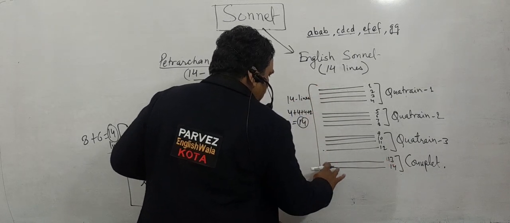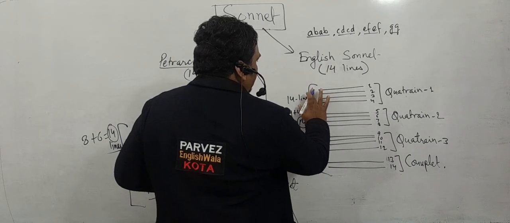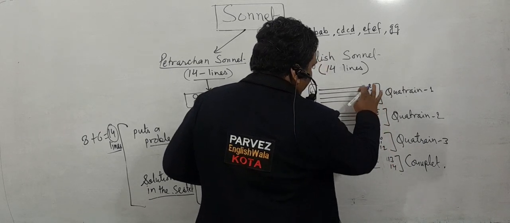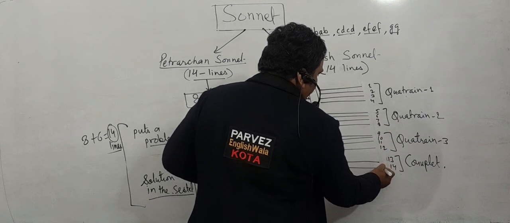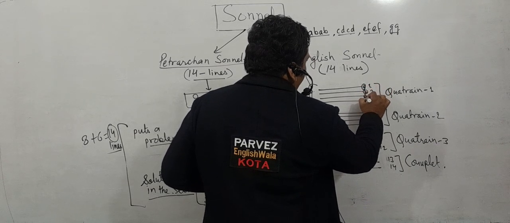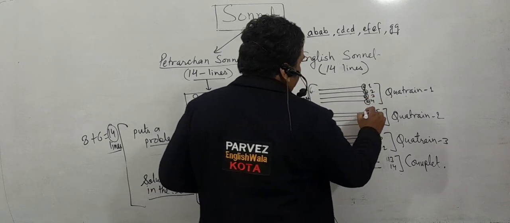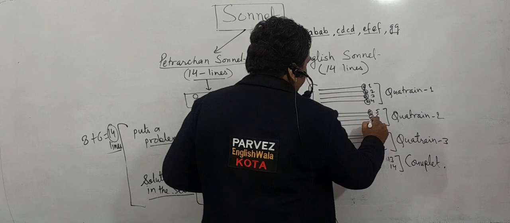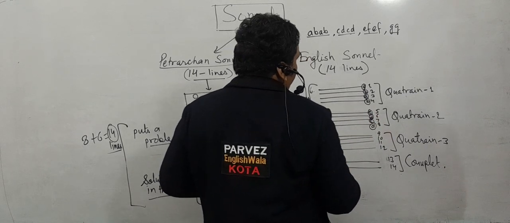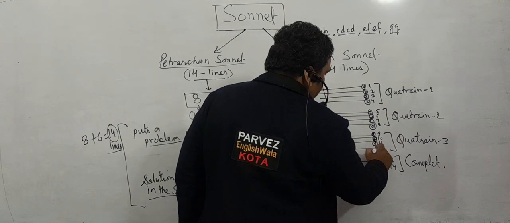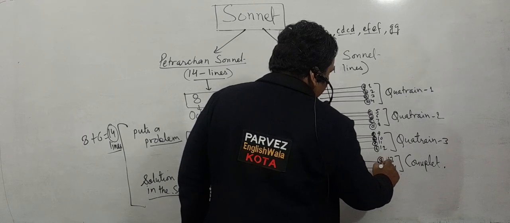We may put it at the end, because the rhyme scheme is always written down at the right end of the line. So A, B, A, B. This is the rhyme scheme of the first quatrain in the English sonnet. Then C, D, C, D. This is the rhyme scheme of the second quatrain. Then E, F, E, F, then G and G for the concluding couplet.